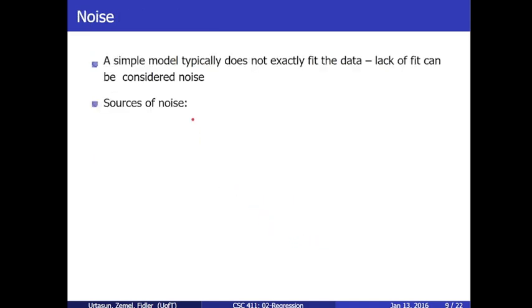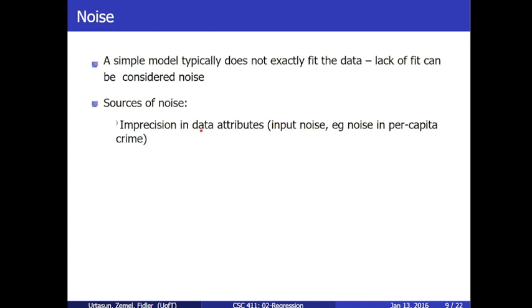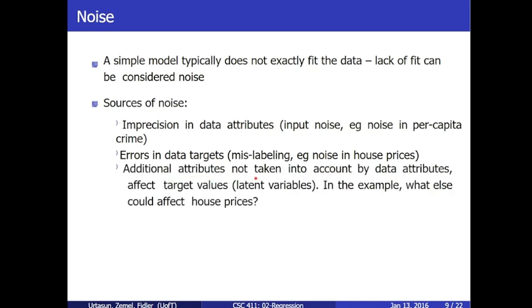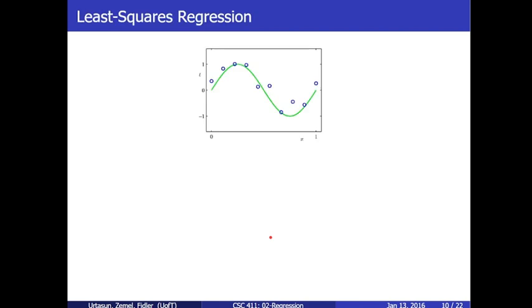So now we're going to cover the concept of noise. A simple model typically does not exactly fit the data. Lack of fit can be considered noise. Sources of noise can include imprecision in data attributes, input noise, for example noise in per capita crime; errors in data targets, for example mislabeling or noise in house prices; and additional attributes not taken into account by the data attributes that affect target values, latent variables. In this example, what else could affect house prices? Also, the model may be too simple to account for the data targets.